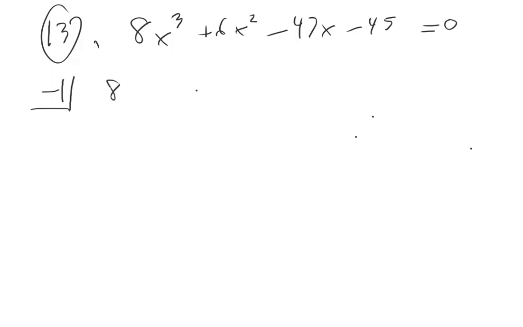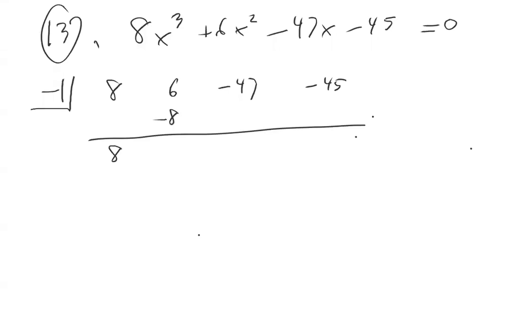So I'll write down 8, 6, -47, and -45. Then bring down the 8. -1 times 8 is -8. And then -2, +2, -45, and then +45, and then 0. So that means that -1 is a zero of it.